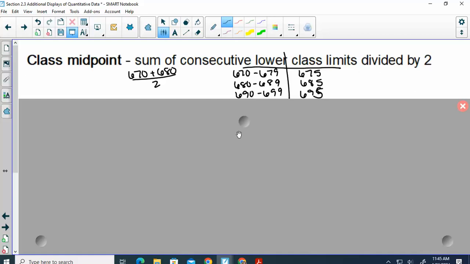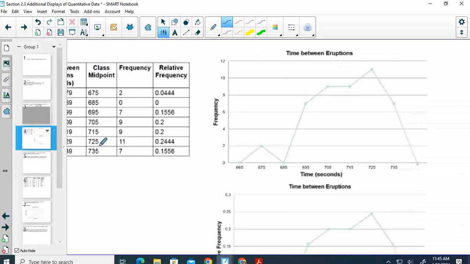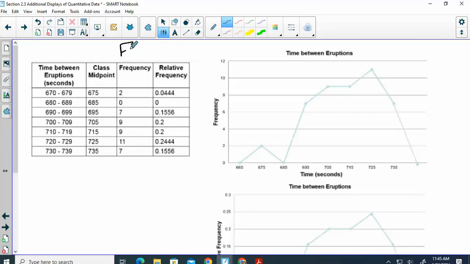So we can use those to draw what's called a frequency polygon. And I think, did I print this slide for you? Yes. Okay. So this is called a frequency polygon. So it's kind of like a line graph, but it has a couple additions to it.